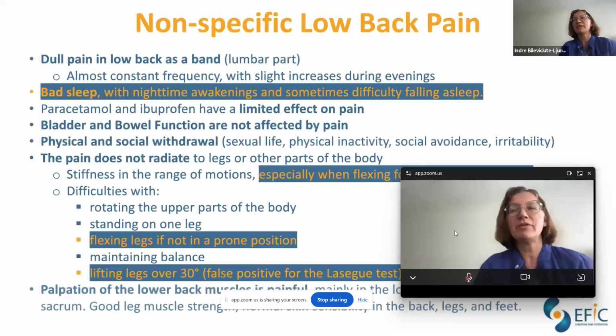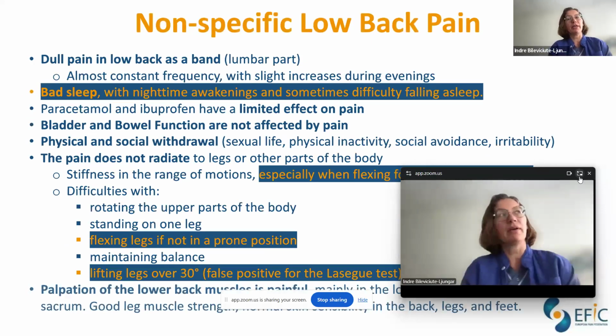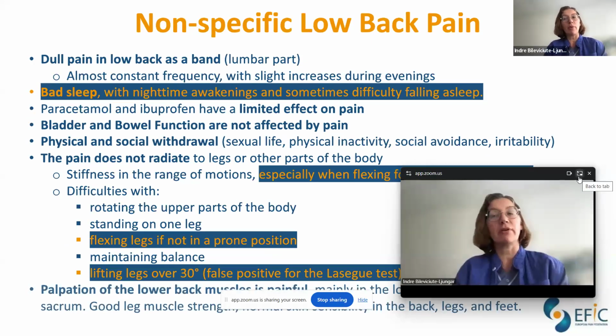Thank you, Daniela, for this very nice introduction. And we can start to talk about non-specific low back pain.